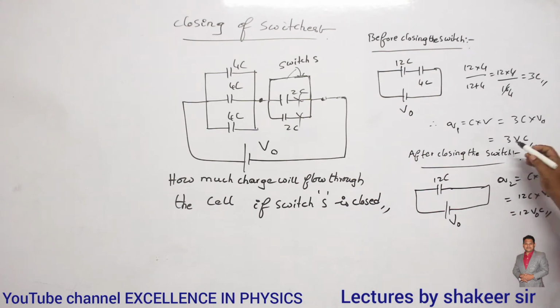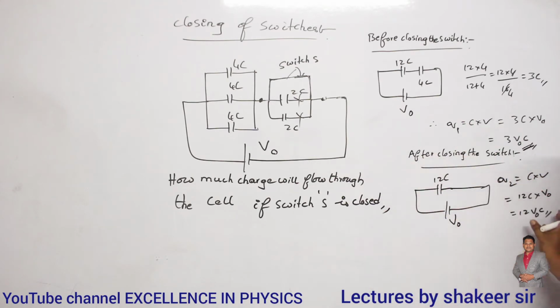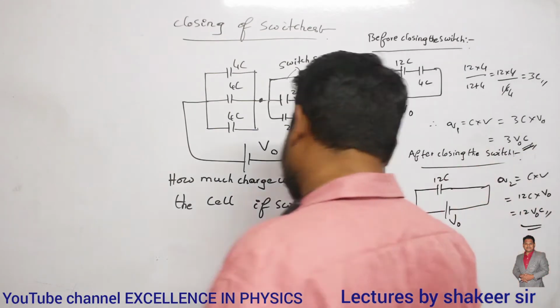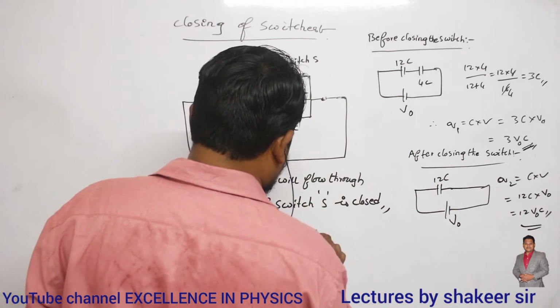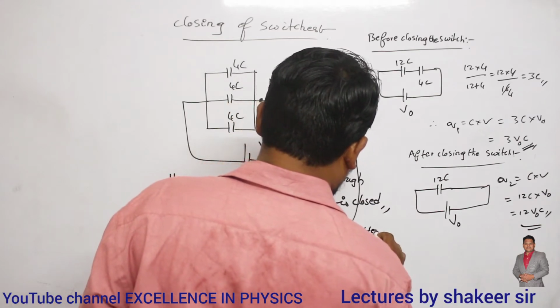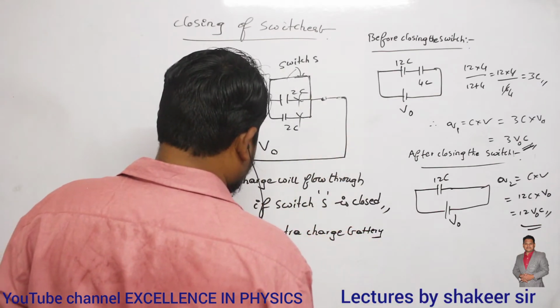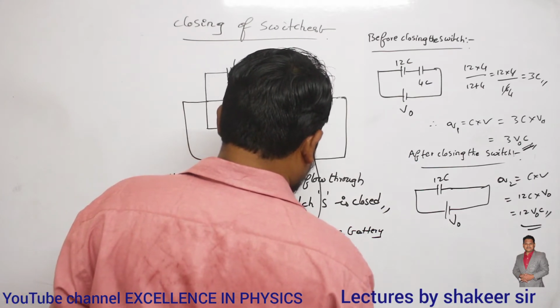Previously the battery had already supplied this much charge. Now after the switch is closed, the battery should supply this much charge in total. So what is the extra charge the battery is supplying? Here I will calculate the extra charge the battery should supply after closing the switch.